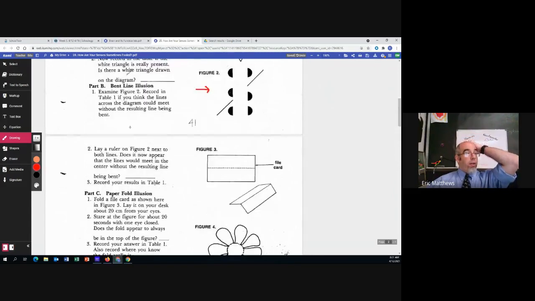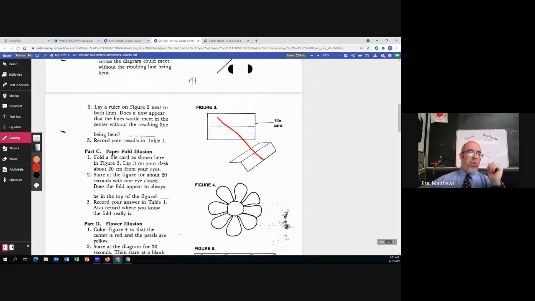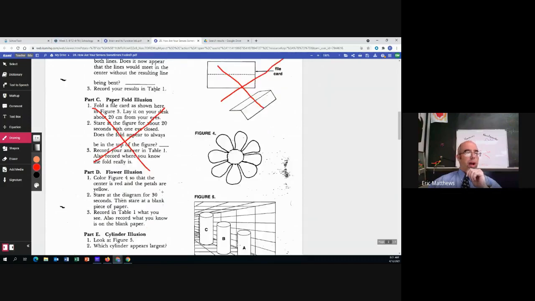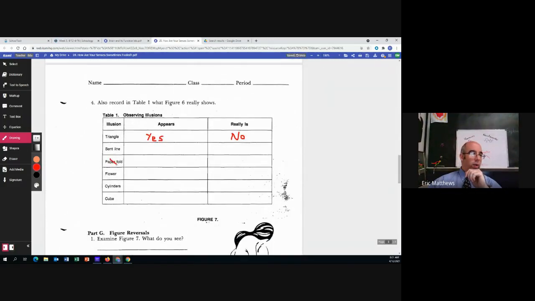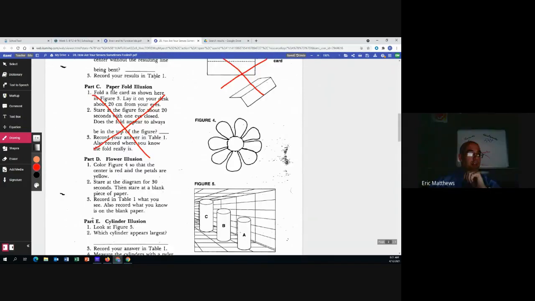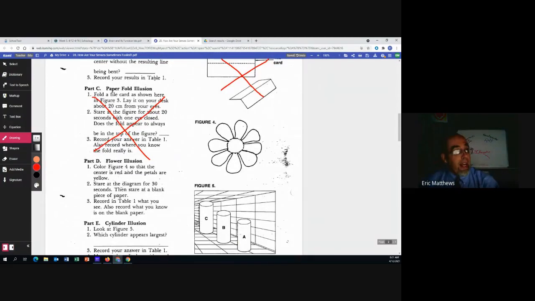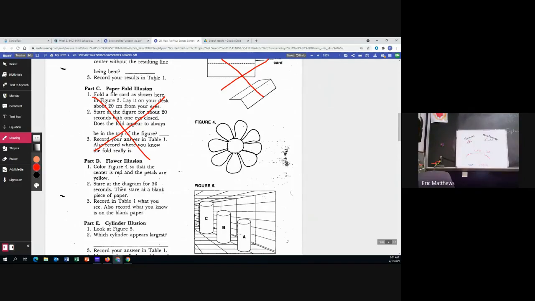All right, part C. The paper fold. Don't bother with this one. It really doesn't work well, so we are just going to ignore the paper fold. The flower. There go the lights again. It wants you to color in the flower. It wants you to color in the center of it red and the petals of it yellow. So, we can do that.